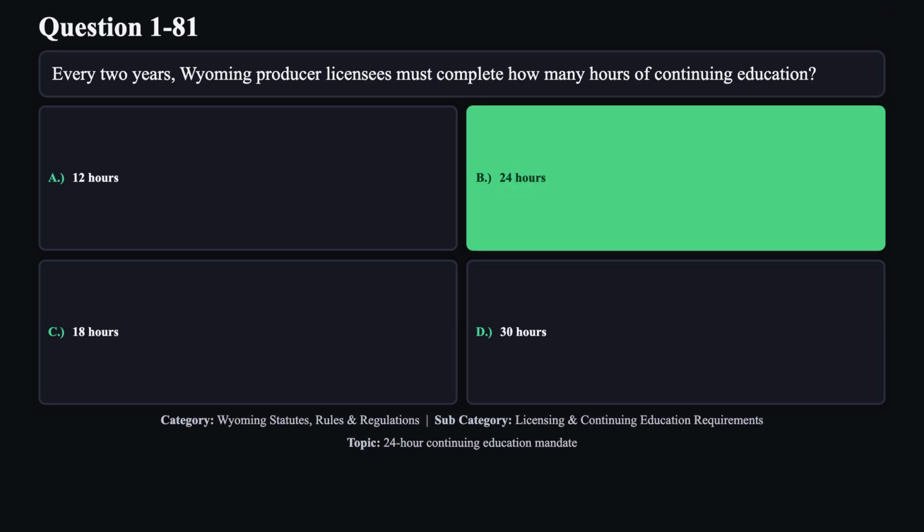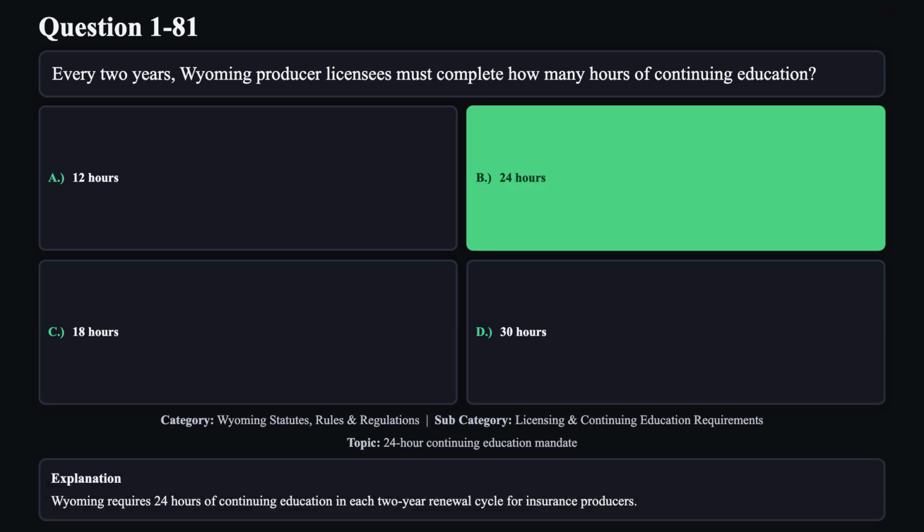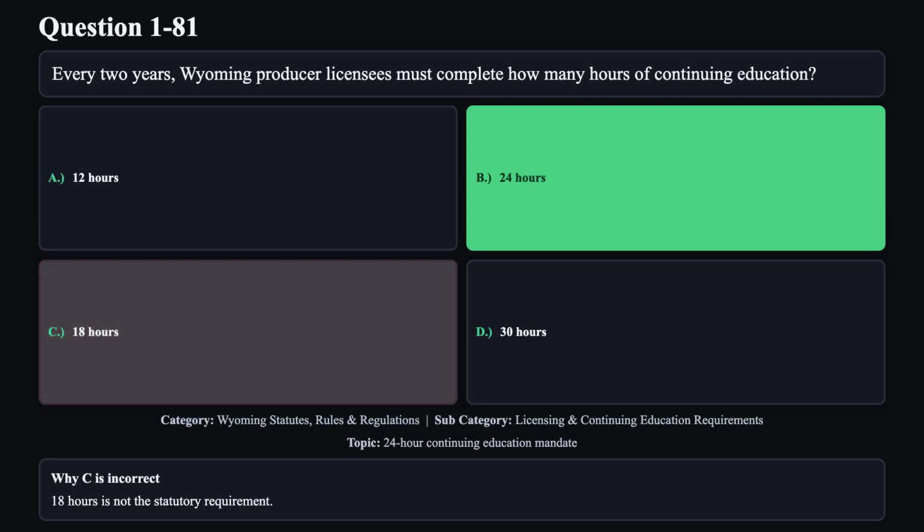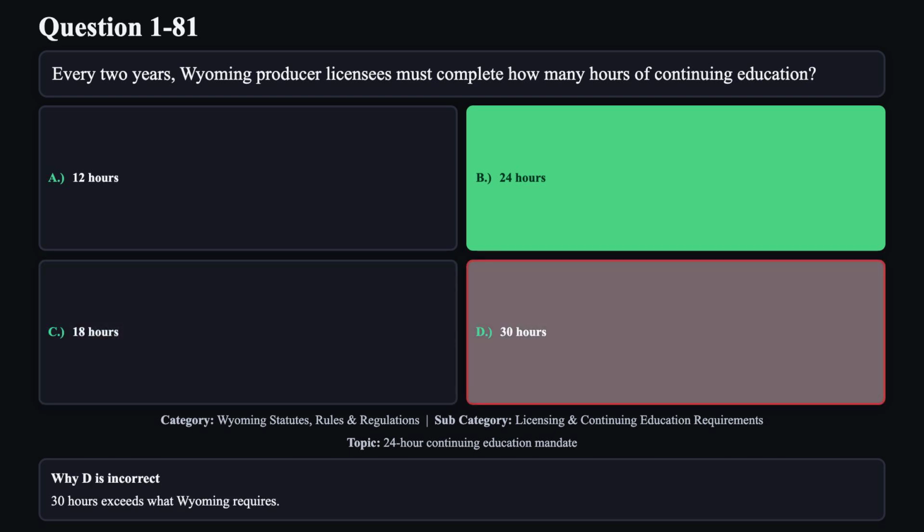The correct answer is B. Wyoming requires 24 hours of continuing education in each 2-year renewal cycle for insurance producers. Reason A is not correct. 12 hours is below the mandated total. Reason C is not correct. 18 hours is not the statutory requirement. Reason D is not correct. 30 hours exceeds what Wyoming requires.